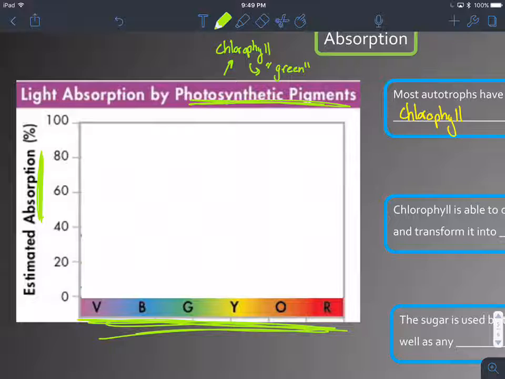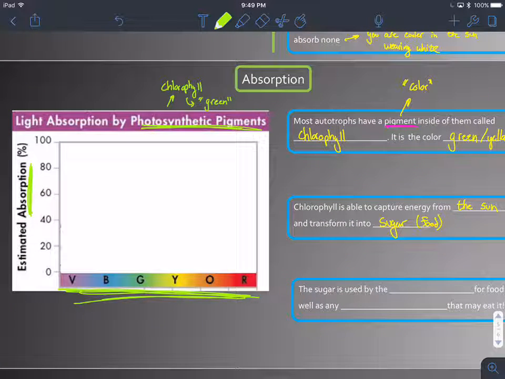Now, if I see it as green, that means that's the color reflected. And that means that chlorophyll is absorbing, right? Green is reflected. And colors like red, blue, and violet are absorbed, because I don't see them.